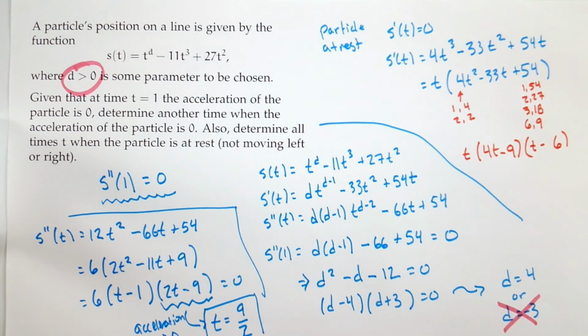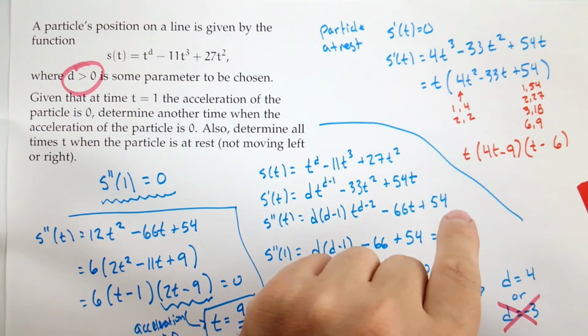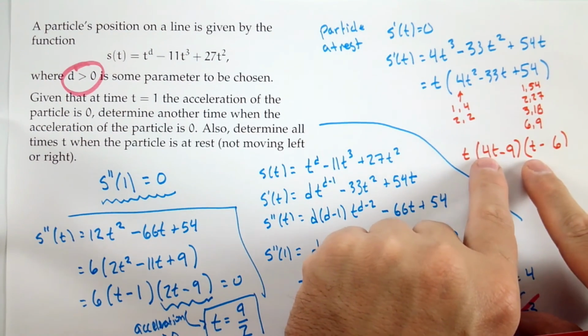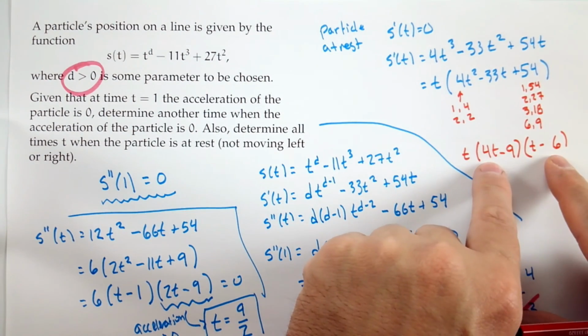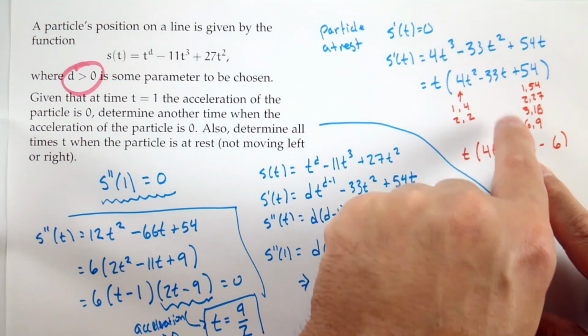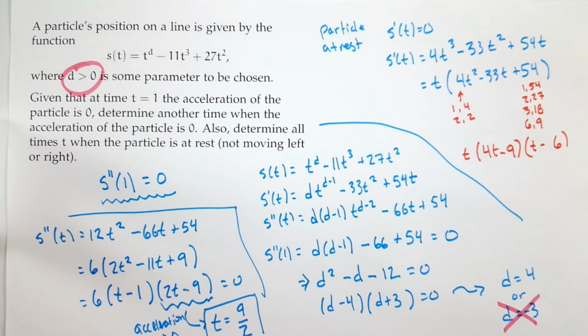Now, you should be nervous. It's a perfectly natural reaction. Let's actually check. 4t squared, check. Minus 24t minus 9t, good. And then plus 54. All right. So that's the first derivative.